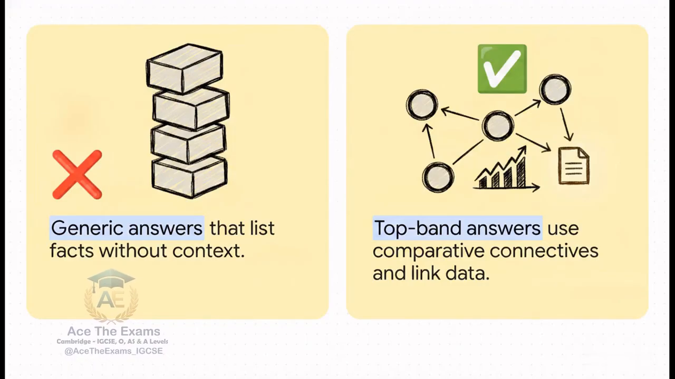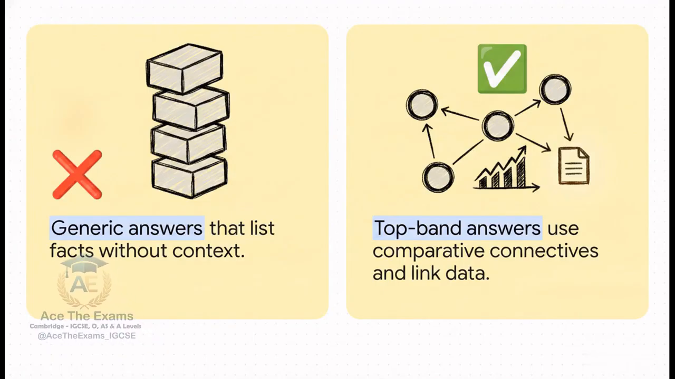Look at this side-by-side correction. It's night and day. On the left, we have the flawed generic answer. Zero context, just listing facts about ATP independently. But on the right, that's your improved top-band answer.